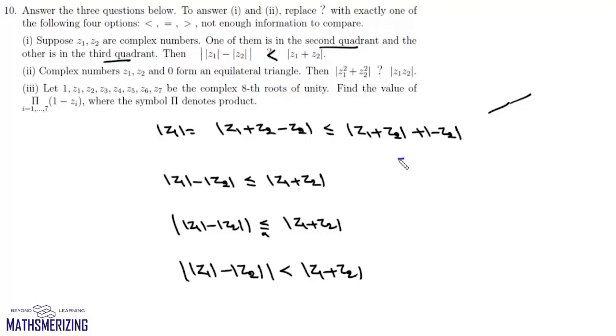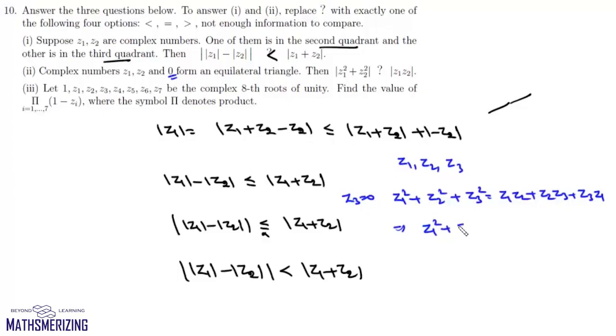We know that if the vertices of an equilateral triangle are z1, z2 and z3, then z1 square plus z2 square plus z3 square is equal to z1 z2 plus z2 z3 plus z3 z1. Now in this case, z3 is the origin. So if we put z3 as origin, we can write z1 square plus z2 square will be equal to z1 into z2, or if we take the mod sign, then mod of z1 square plus z2 square will be equal to mod of z1 into z2. So here we'll have this equal to sign.